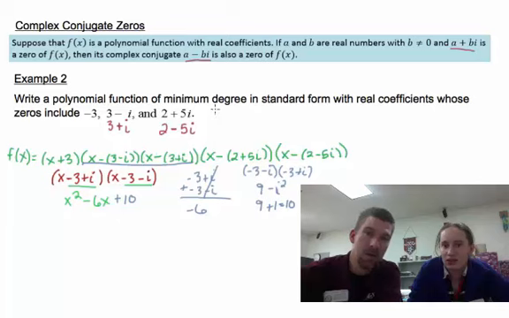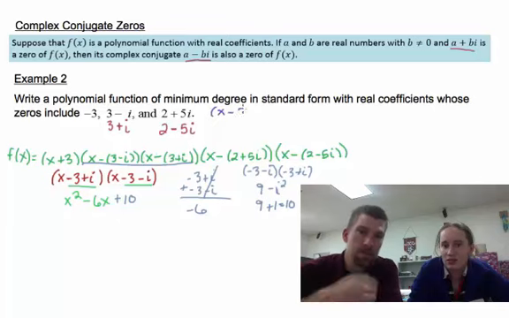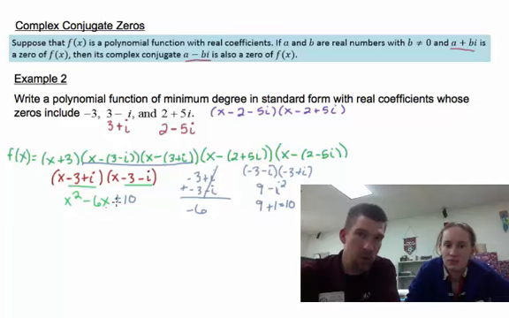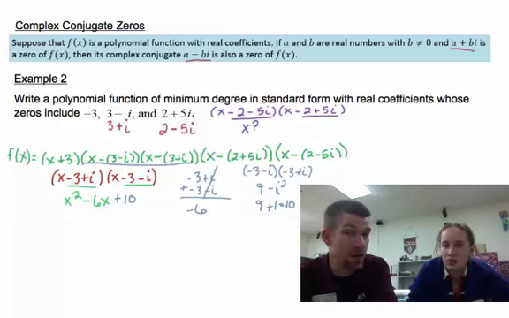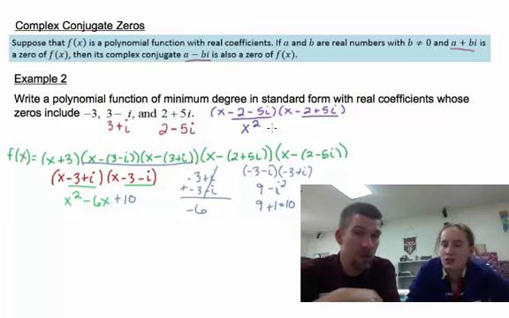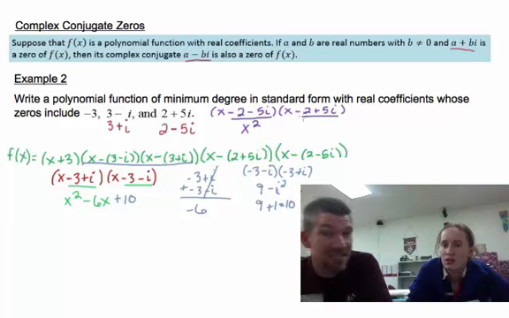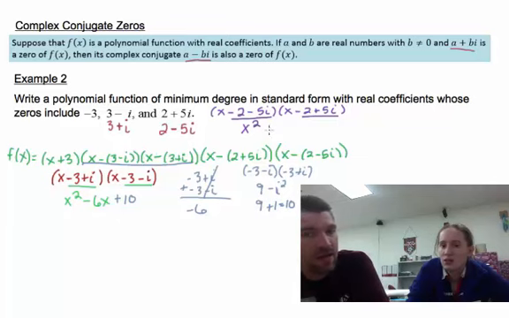Okay, so now x minus 2 minus 5i, x minus 2 plus 5i. We're going to follow the exact same pattern that we took on the part that we did in green down here. We're going to square that first term, x squared. And then when we look at that middle term, where we have -3 plus i, -3 minus i, and we put those together, we're doing the same thing now except with -2 minus 5i plus -2 plus 5i.